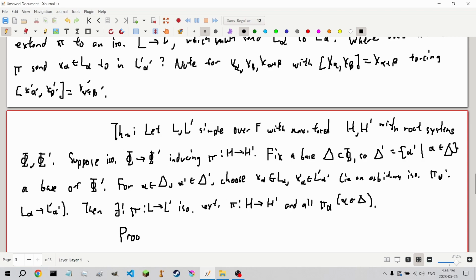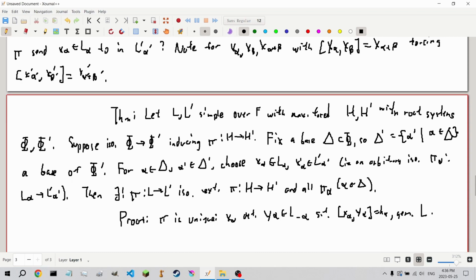Now pi is unique, obviously, as x alpha determines y alpha in L, in the root space of the negative root, such that the bracket of x alpha and y alpha is h alpha, which generates L. Existence is pretty straightforward, it seems, too.